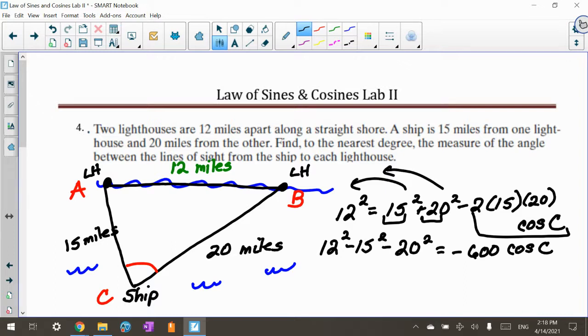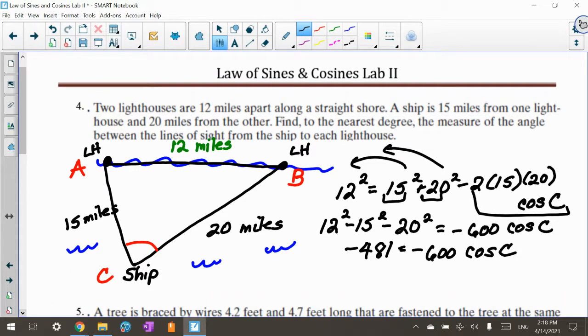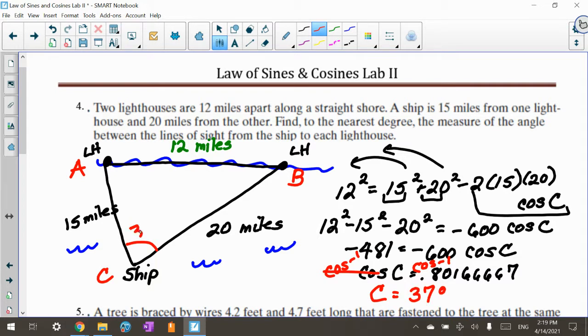Now, when I put all these in my calculator here, I get negative 481 equals negative 600 cosine C. All right, so we're looking for the angle. So now I'm going to divide by negative 600. So when I do that, I get cosine of C comes out positive as 0.8016667. And then in order to find the angle, you have to do inverse cosine on both sides. Don't forget that, because I don't really care about the cosine of C. I want C. So C comes out to be, and they said to the nearest degree, 37 degrees. So this comes out to be 37 degrees.